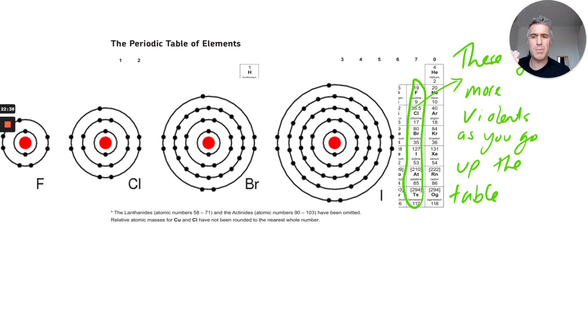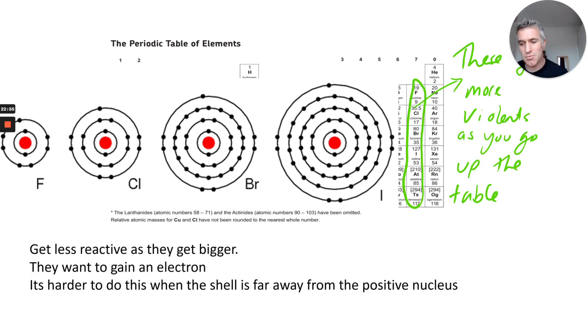Chlorine, the next shell is a bit further away, so it's not as easy for the negative electron to be attracted to the positive nucleus. Bromine, even bigger, so it's harder for the positive nucleus to attract the negative electron. Iodine, even further, so they get less reactive as they get bigger. They want to gain an electron, but it's much harder to gain an electron when the shell is far away from the nucleus.